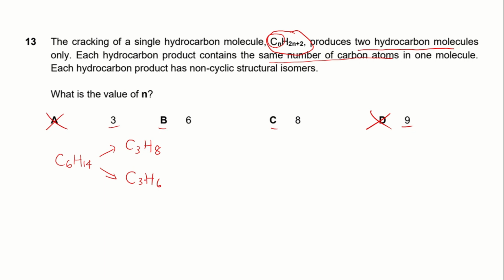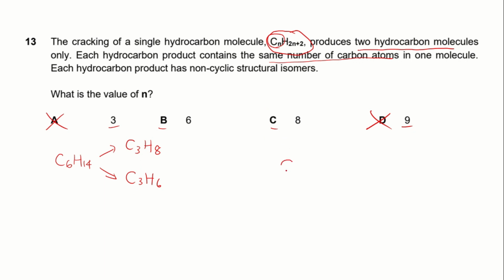C3H6. So the cracking of hydrocarbon and alkene will produce an alkane and an alkene because we do not have enough hydrogen atoms to form two alkenes. So the product is always one alkane and one alkene. C3H8, C3H6. Let's look at C.